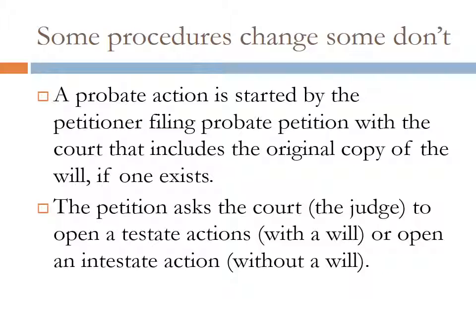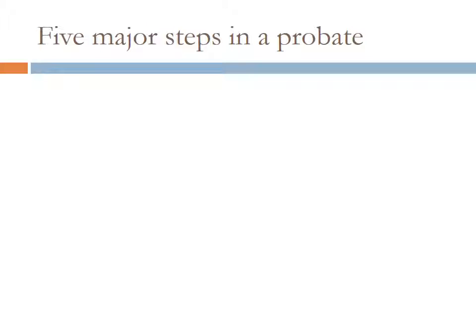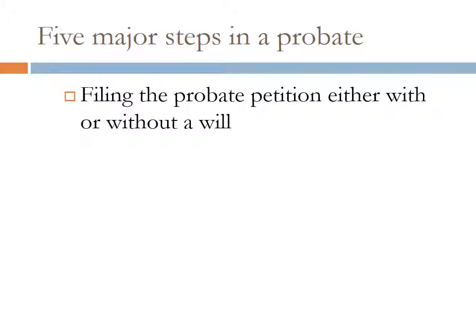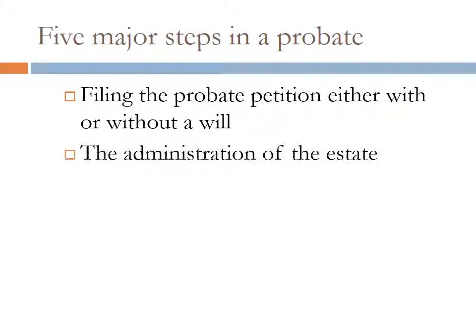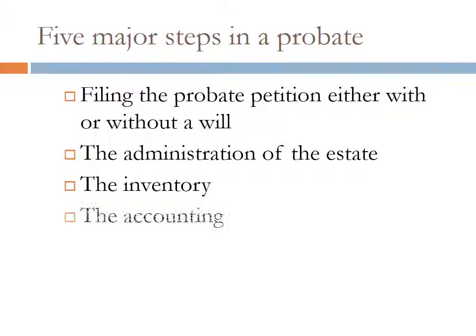Now, this particular procedure has not changed for hundreds of years, and there are 5 major steps in a probate that have also not changed for hundreds of years. The first of those is the filing of the probate petition, either with or without a will. The second is the administration of the estate. That means that an administrator, sometimes called the executor if there is a will, acts and does an inventory of the estate, accounts to the court for the payment of any of the bills of the estate, and then closes the estate and distributes the assets if there are any remaining.